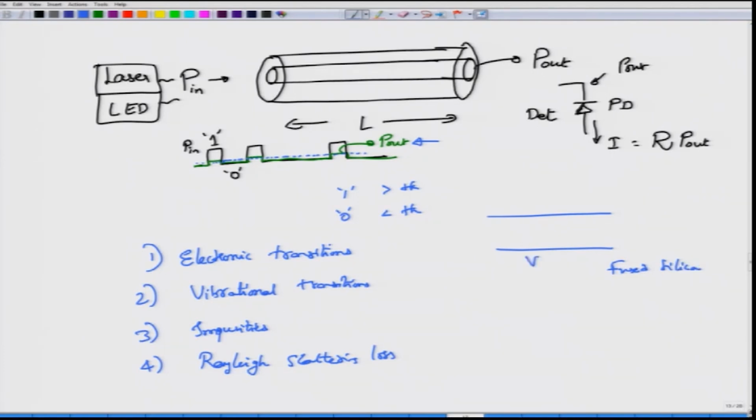It has a certain valence band and a conduction band. The band gap is around 9 electron volts, which means that only when the light wavelength is less than about 100 nanometers would it have sufficient energy for any electrons or holes to jump up to the conduction band.